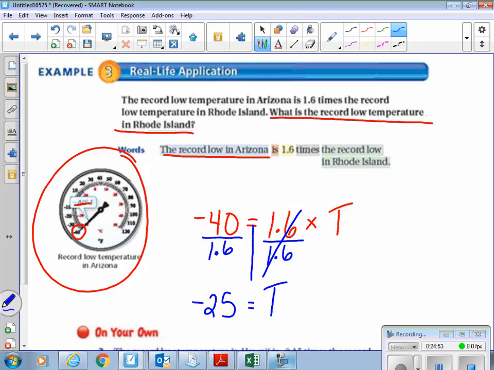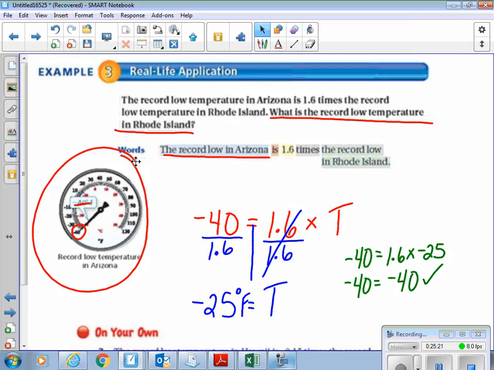So the record low temperature in Rhode Island would be negative 25 degrees Fahrenheit. And we can go back and substitute that in to check. Is negative 40 equal to 1 6/10 times negative 25? Well, according to my integer rules, a positive times a negative is always a negative, and 1 6/10 times 25 is 40, so yes, that does check out.